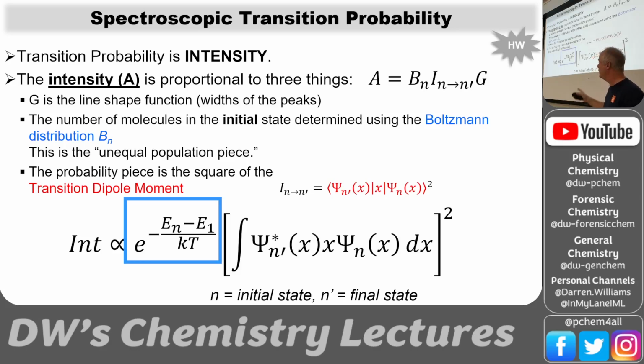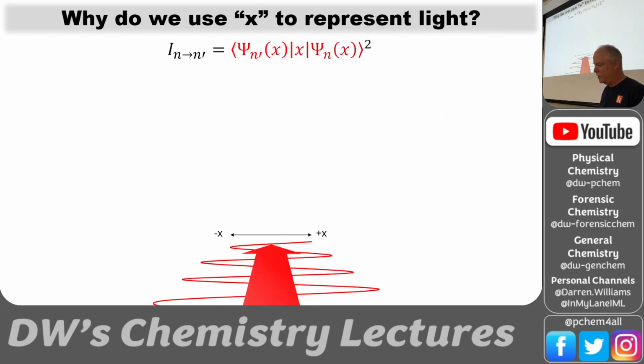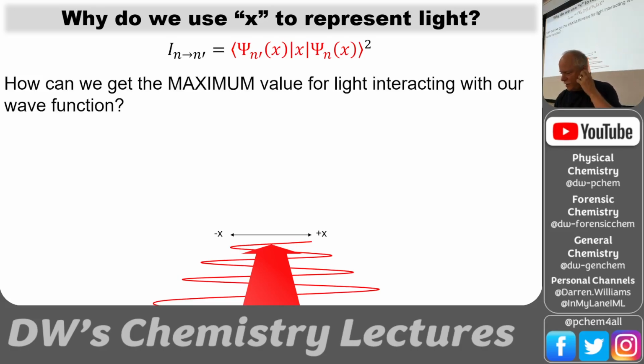This is the Boltzmann piece. It's the temperature dependence of the population of the energy levels. So let's expand upon this integral piece. Why do we use x to represent light? Light's coming into our system. There are a couple of different easy ways to think about this.